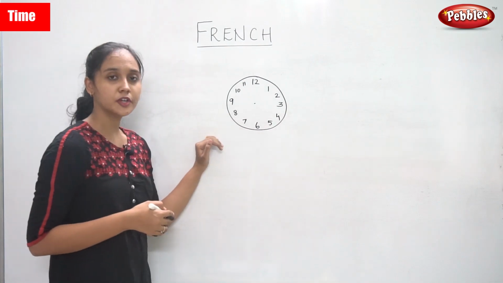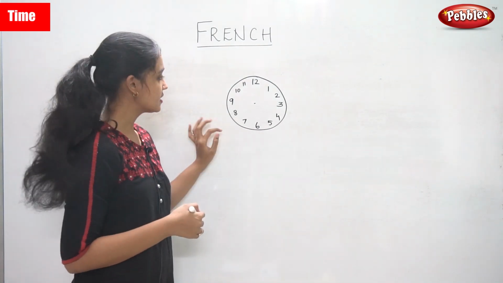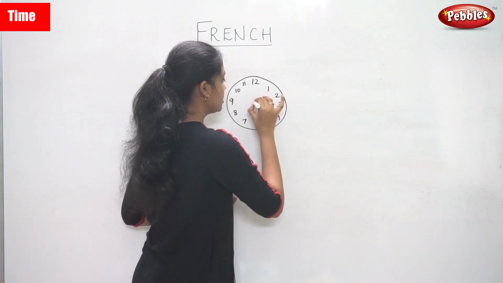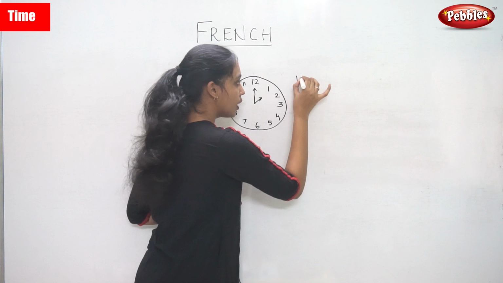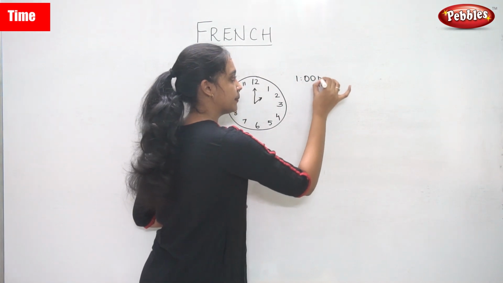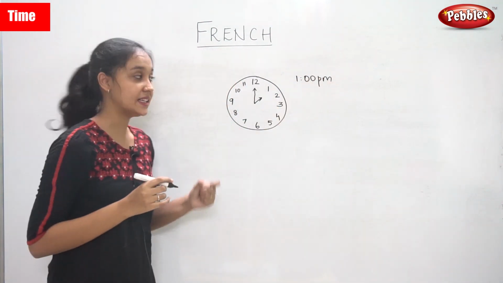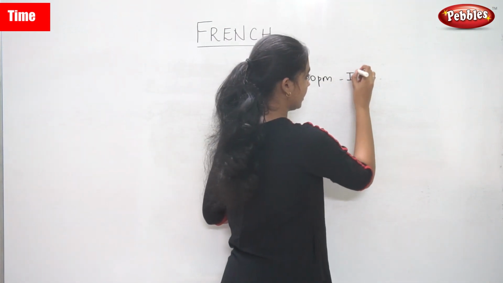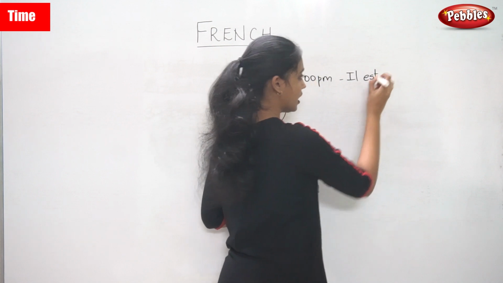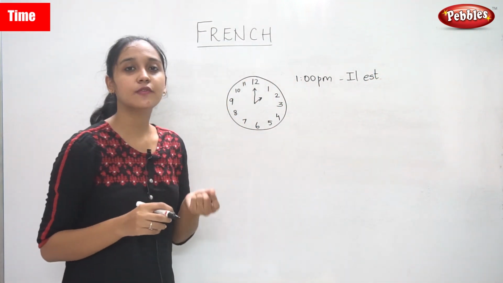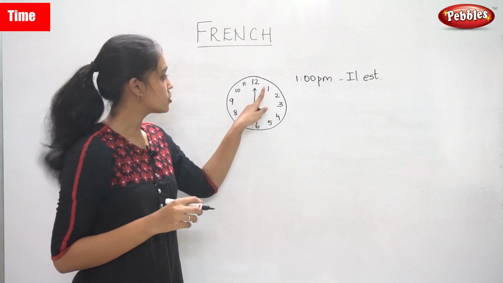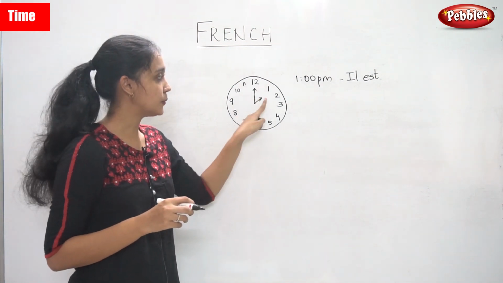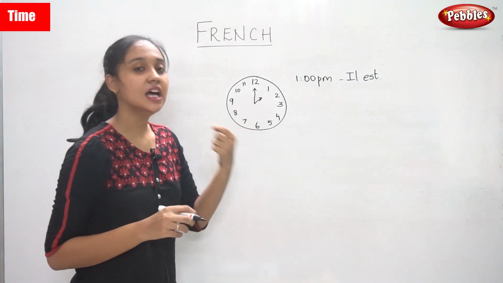So now moving on to the next. Now how do you say it is 1 p.m., 1 o'clock in the afternoon? So you can say... I told you they use a 24-hour dial. So 1 o'clock in the afternoon will be 13 hours.